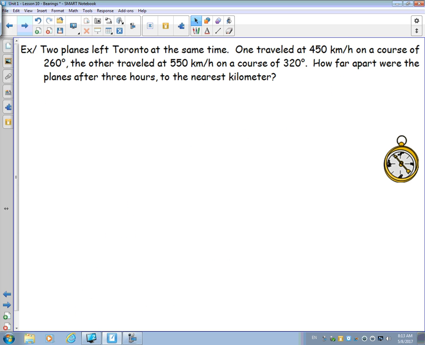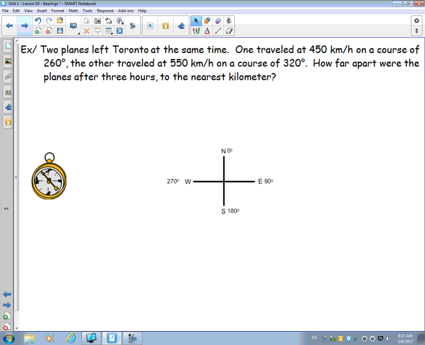Two planes left Toronto at the same time. One traveled 450, with a bearing of 260, and the other 550 at a course of 320. I need a compass. I see some bearings in there. How far apart were the planes after 3 hours? Well, that sounds very similar to the previous question, except we've got planes instead of boats. So, let's give this a try.